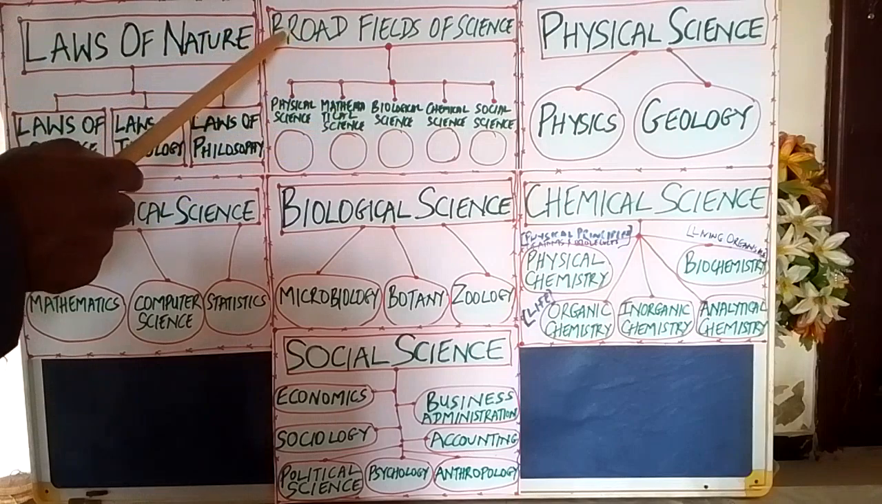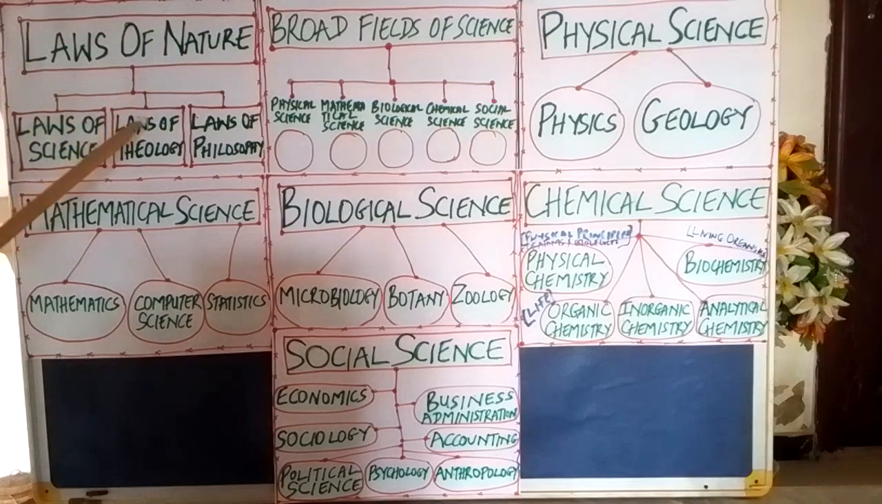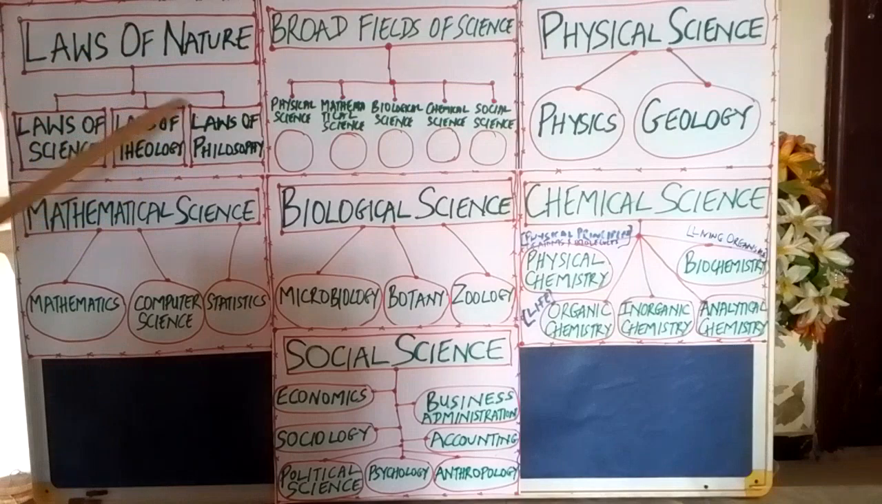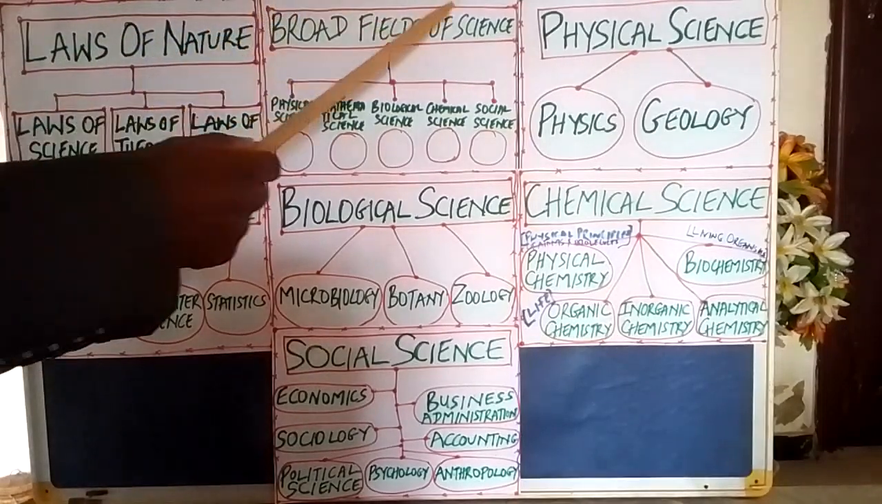So we look at the broad fields of science, because in considering the laws of nature, today's episode is on the laws of science. We are bringing out the laws of science. In the subsequent episodes, we will be considering the laws of theology, then the laws of philosophy. But today, we are considering the laws of science within the purview of the laws of nature. But before we consider the laws of science, it is important for us to understand what science is.